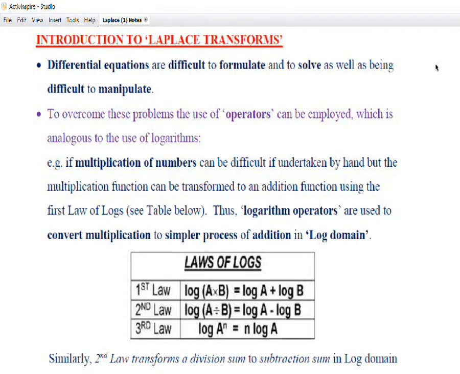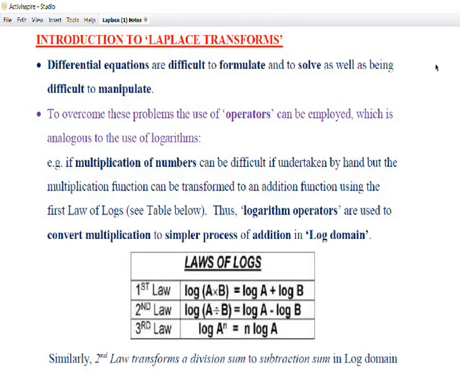Laplace transforms are used to solve differential equations. They're classified as a use of operators, and it's very analogous to logarithms. In level 3 we looked at the use of the laws of logarithms. There are 3 laws, and each of the laws simplifies an arithmetic calculation. For example, the log of a times b, where a and b are numerical values, in log domain can be transformed into the log of a plus the log of b, so a multiplication sum has become an addition sum.